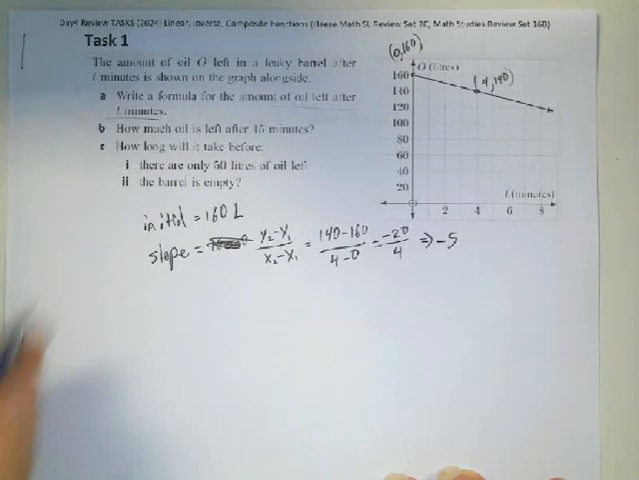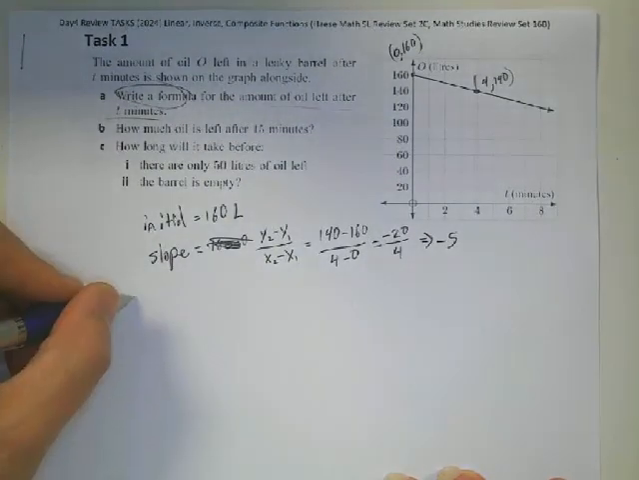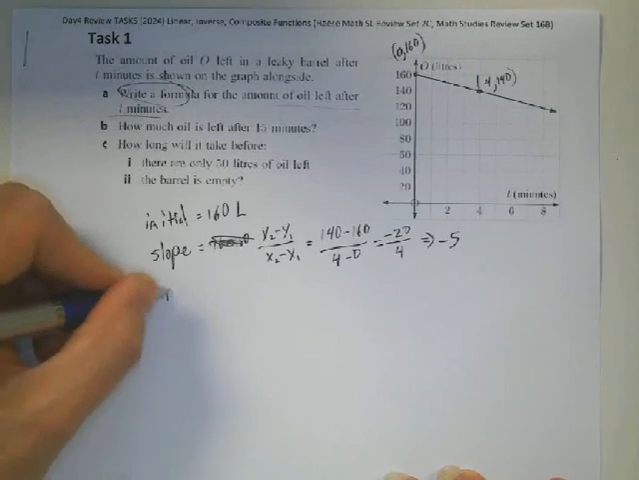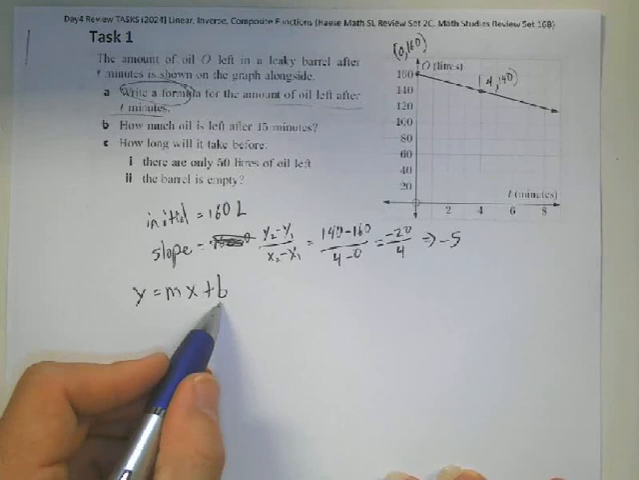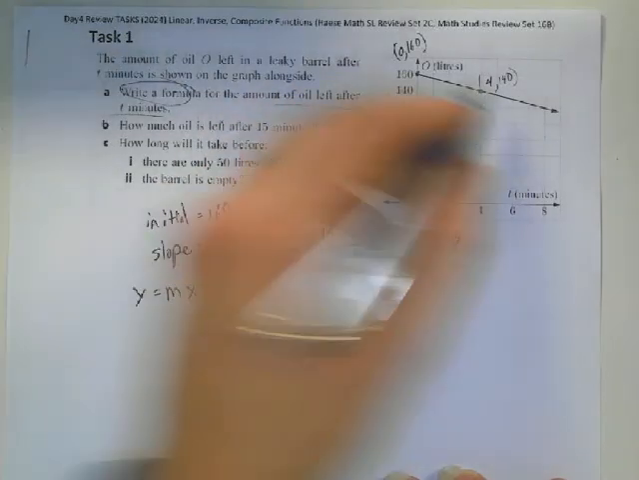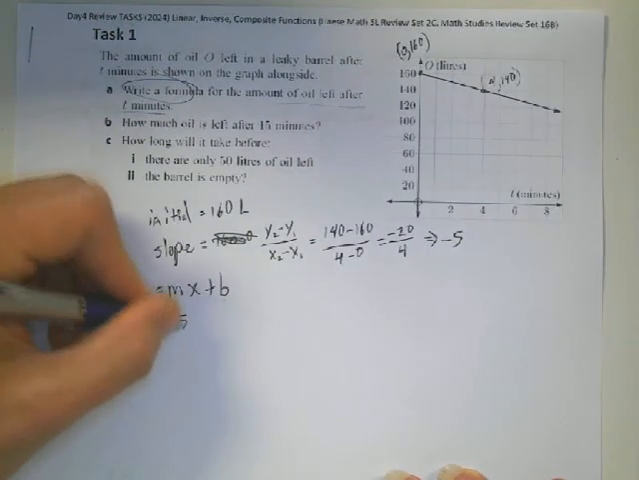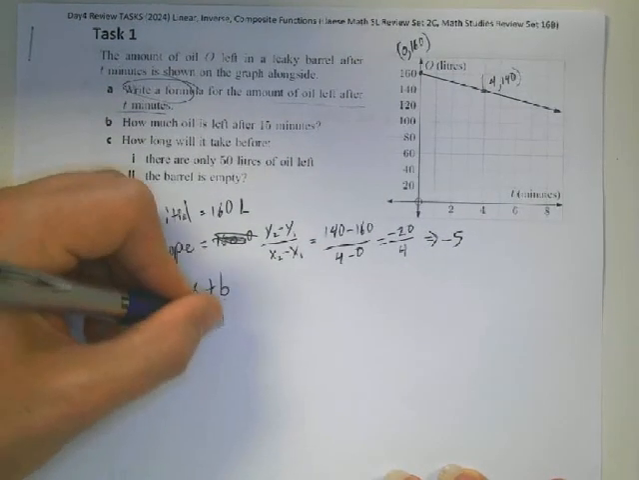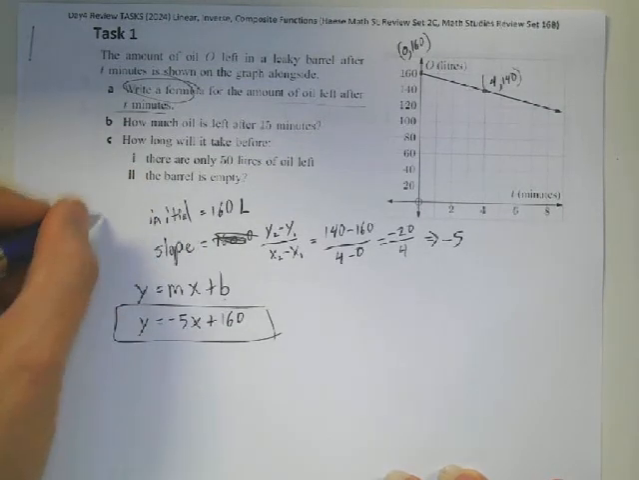Okay, so we're trying to write a formula, and so we can say we've got y equals mx plus b. B is my initial value of 160, and my slope, my change, is negative 5. So we have y equals negative 5x plus 160. And that is my formula for question A.